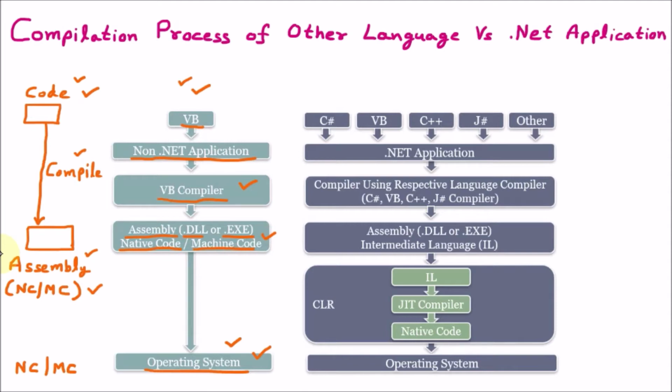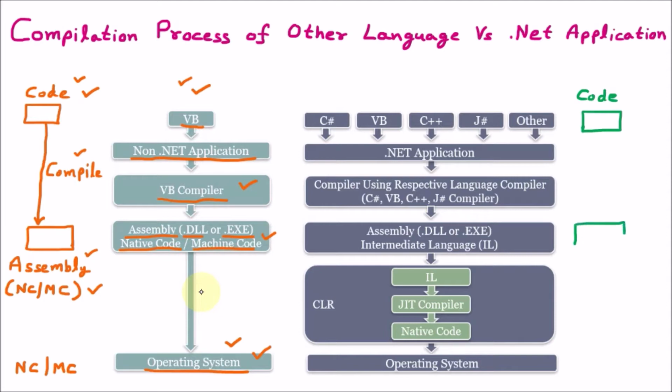Now we are going to the .NET application. If we talk about the .NET application here, first of all, let's say I am assuming here also that I am writing the code. So this is the code which I am writing in .NET. So this is my code. Let's say I am assuming any of the languages like VB.NET, C#.NET. Now what is going to happen? Similarly in .NET we have the compiler. So the compiler is again going to compile it.